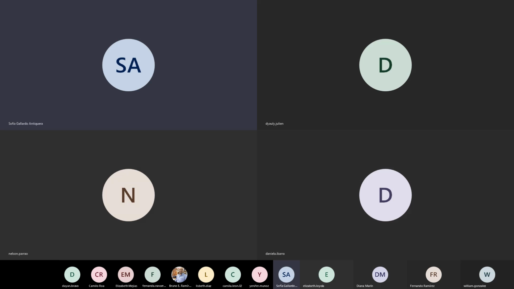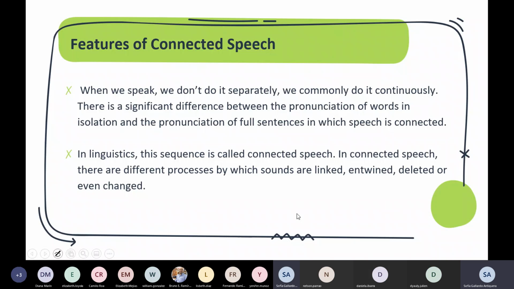Heard about this before? Do you have any idea what features of connected speech are? Nope.